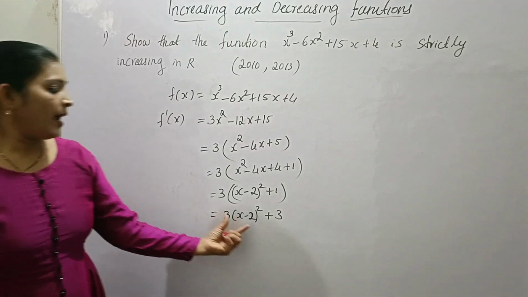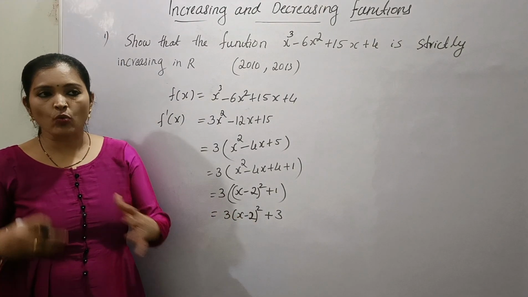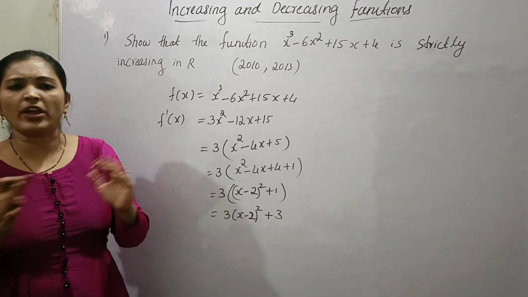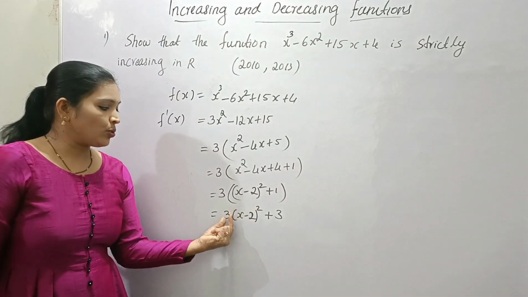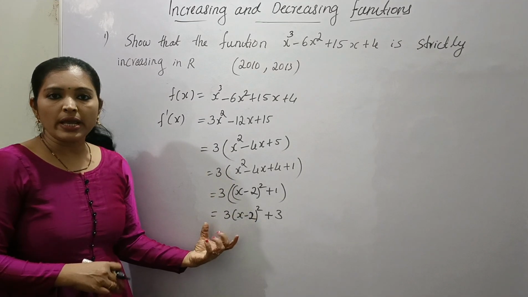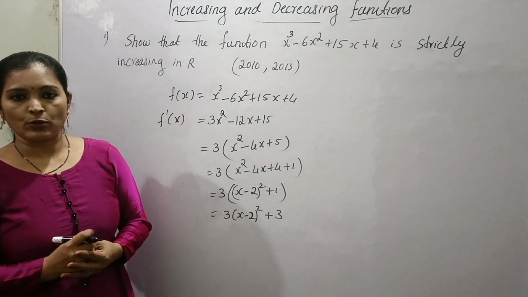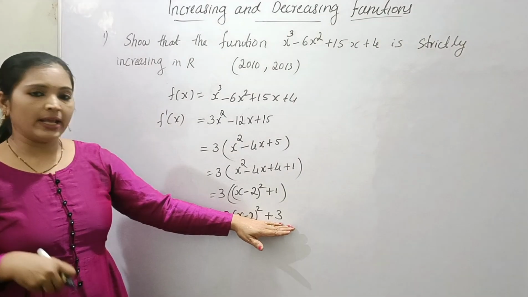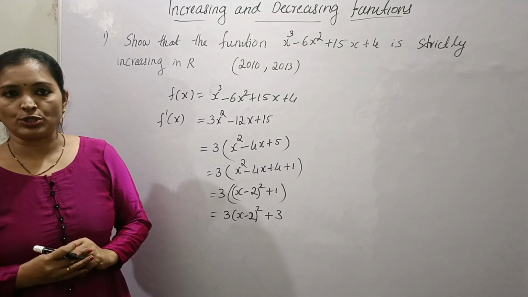See here, it is always positive, right? The square of any expression, square of any number, is always positive. So if it is positive, into 3, it is positive. Plus 3 is always positive, right? So when adding 3 to any positive number, it will be positive.